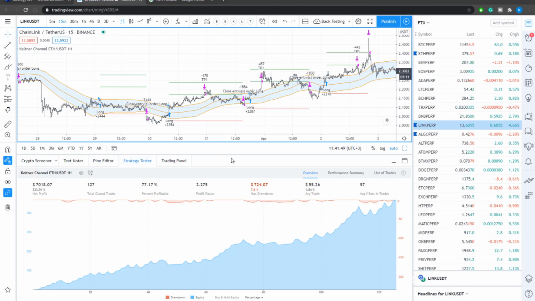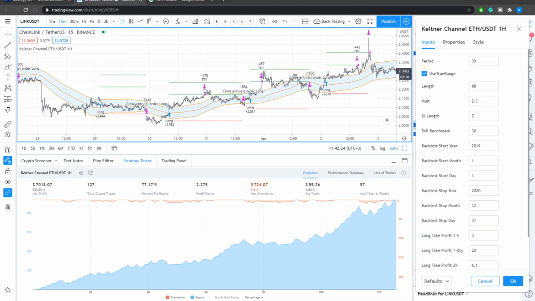It provides you with the 77% profitable deals, and at the same time the profit factor is also not that bad, 2.2. There is a nice and steady curve of the results, but at the same time I have to warn you that the total number of closed trades is not that big, and we're using the 15-minute time frame for the Link USDT pair.